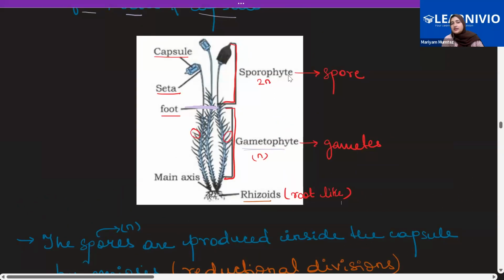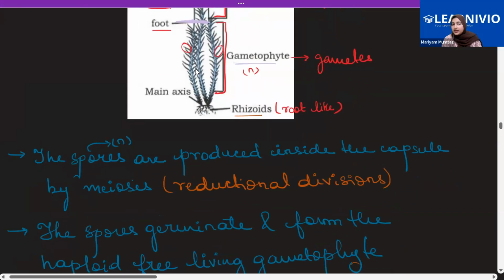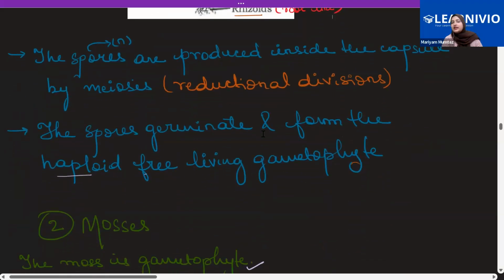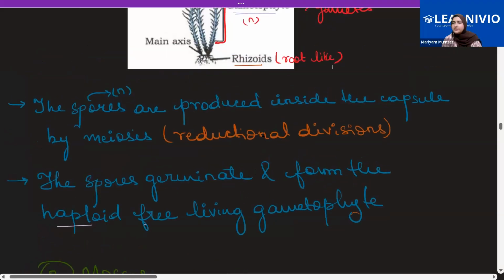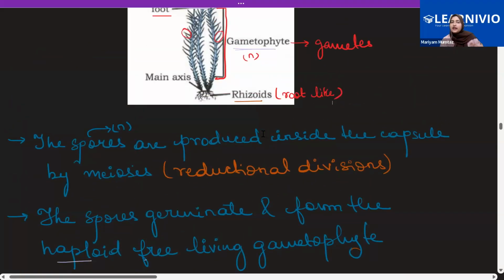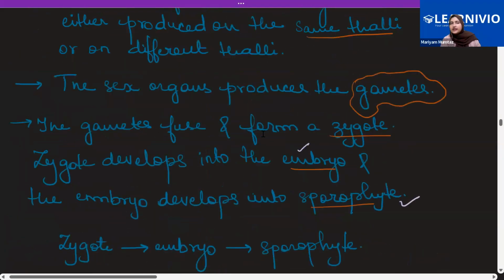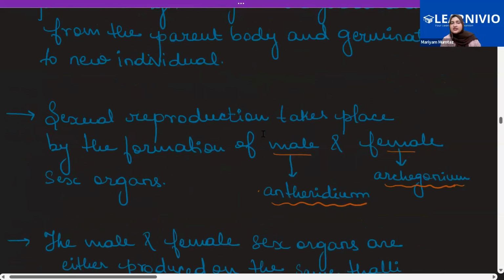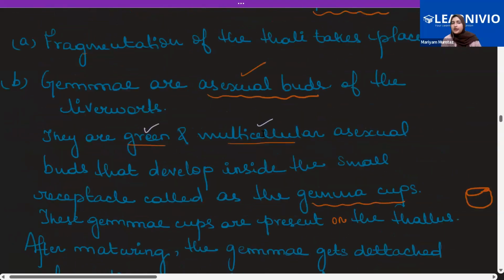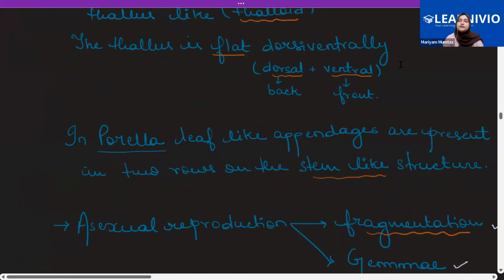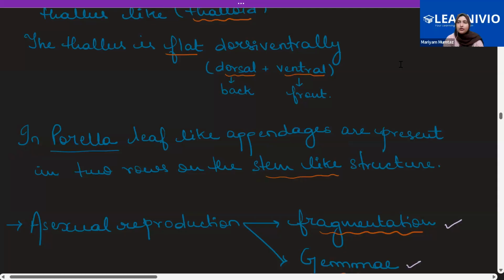Now, in the sporophyte, the capsule is present, and inside this capsule, the spores are produced by meiosis. And once the spore is produced, it will give rise to the gametophyte yet again. The same, because it is a member of bryophyte only, the whole entire reproduction is the same. It's just that the body structure is different. We saw two examples in the liverworts. One is Marchantia and the other is Porella. Clear? Any doubts? All right.